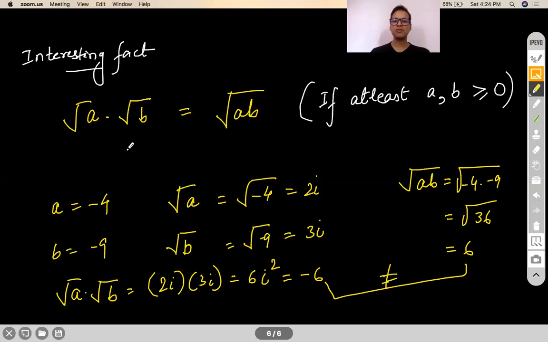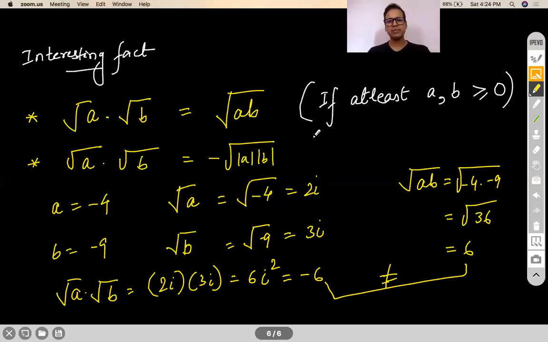That means this formula will not work under those circumstances. So here is something very important for you to note down. Under root of A into under root of B would become negative under root mod A mod B if your A and B both are negatives. Okay, please make a note of this.